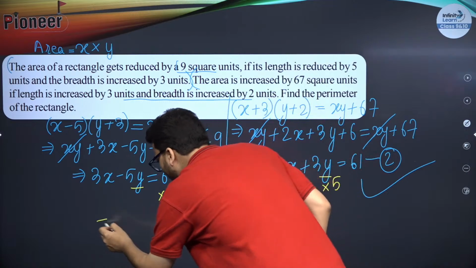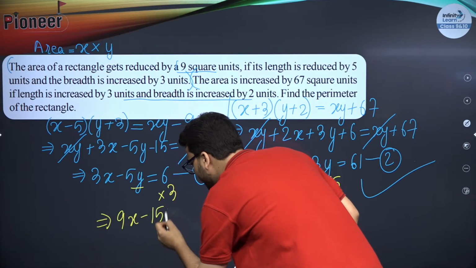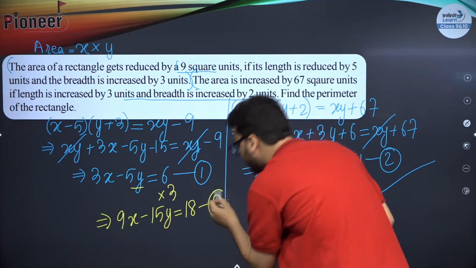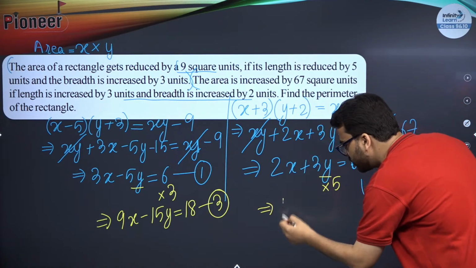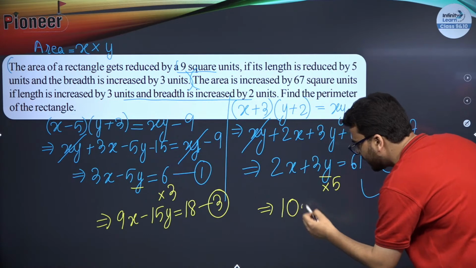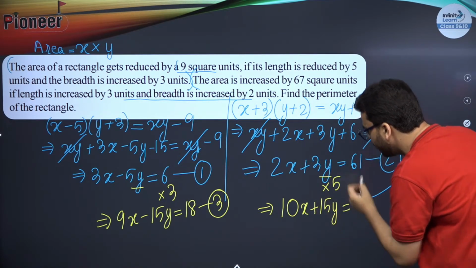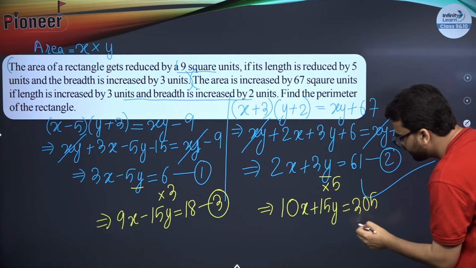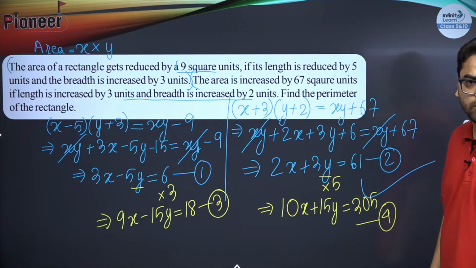So what will I get? I'll get 9x minus 5 3s are 15y and that is equal to 6 3s are 18. This is the third equation, right? Now over here if I am multiplying the equation by 5, I'll get 5 2s are 10x plus 5 3s are 15y and that is coming out to be equal to 305 and this is the fourth equation. I hope this thing is clear to every student over here.